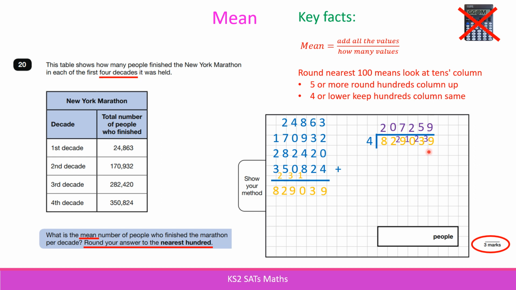4 into 39 is 9. Now 4 times 9 is 36, and we have got 3 left over. Now this time we've got to the end of a number. So when we get to the end of a number, we can include the decimal point. So if I include a decimal point, then I can put as many zeros as I like after a number, and this number will not be any different to what it was to start with.